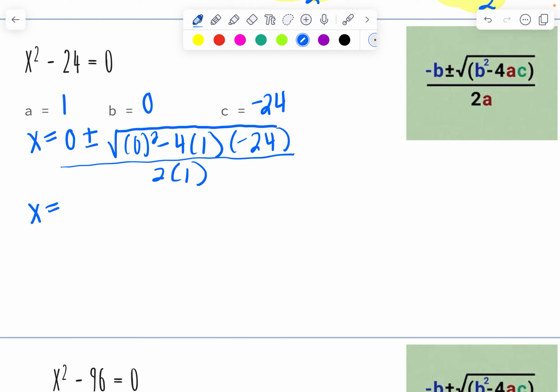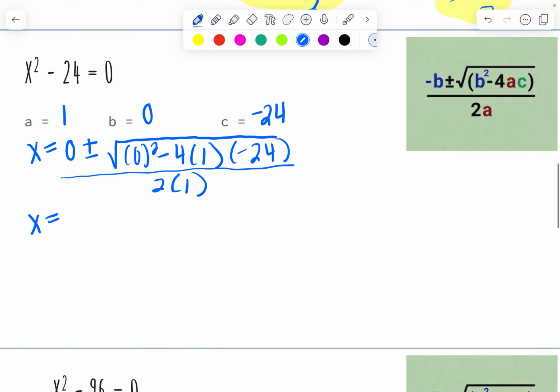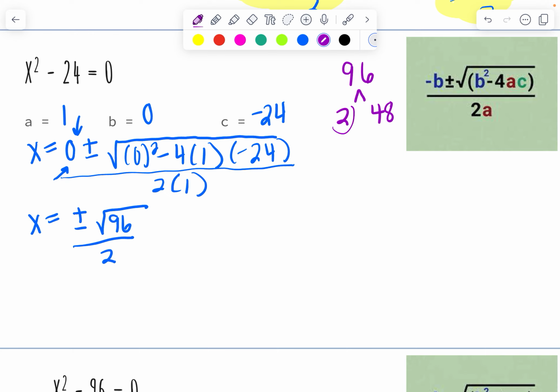So continuing to simplify and putting the discriminant into my calculator, I'm not going to put this 0, it's really not necessary anymore. I'm just going to say plus or minus the square root of 96, all divided by 2. Now if we simplify the square root of 96, 96 is 2 times 48. 2 is prime. 48 is 2 times 24. 24 is 2 times 12.